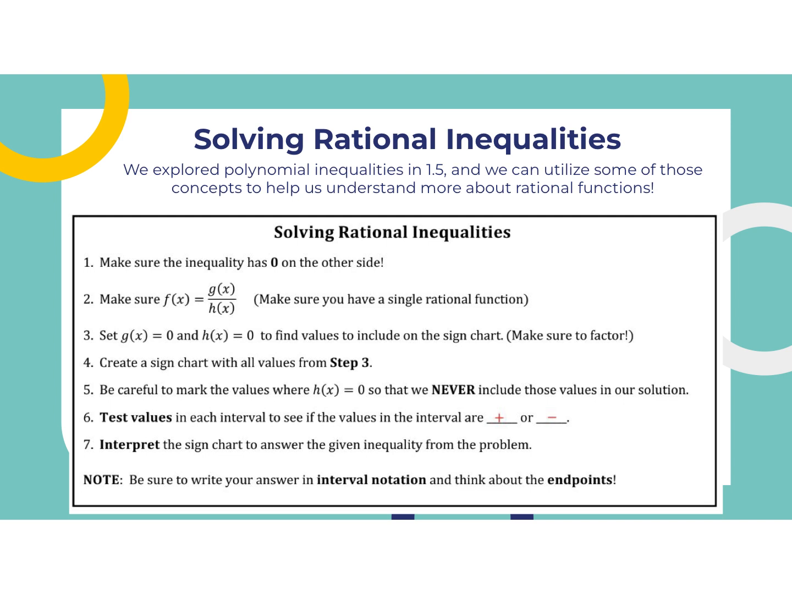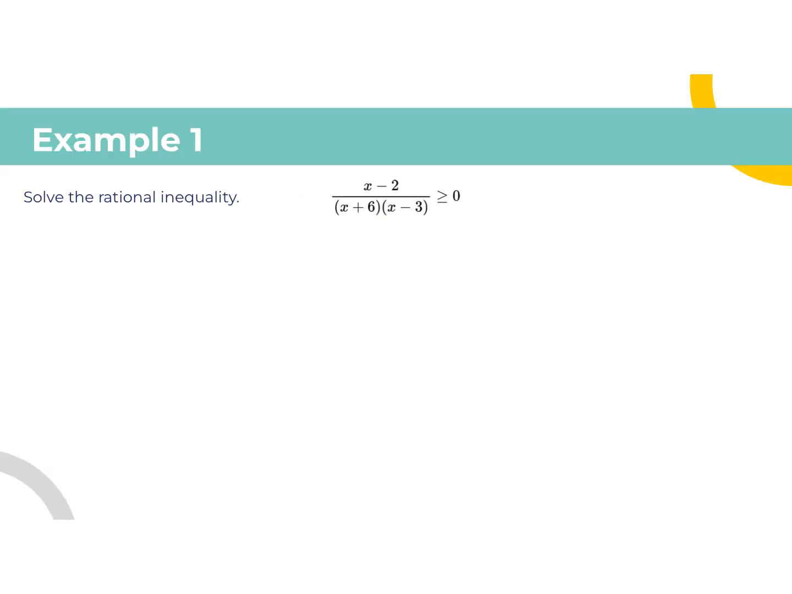So if we have a less than or equal to symbol, we're looking for those negative intervals. If we have greater than or equal to, we're looking for the positive intervals. Okay? Be careful, make sure you write your answer in interval notation, and think about your endpoints. Are you including those zeros or not? All right, we're going to look at a couple examples now.